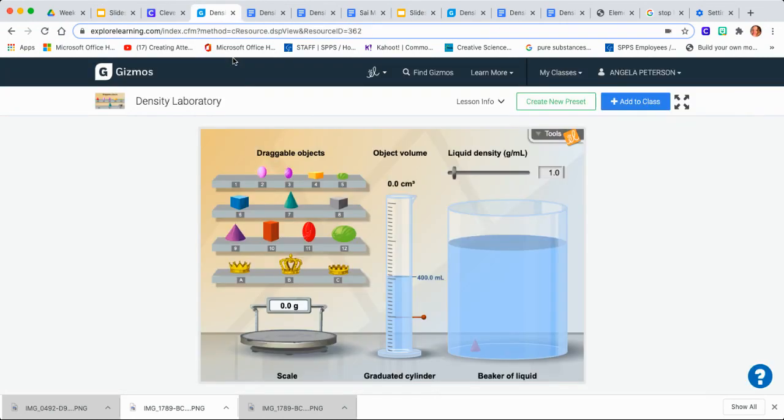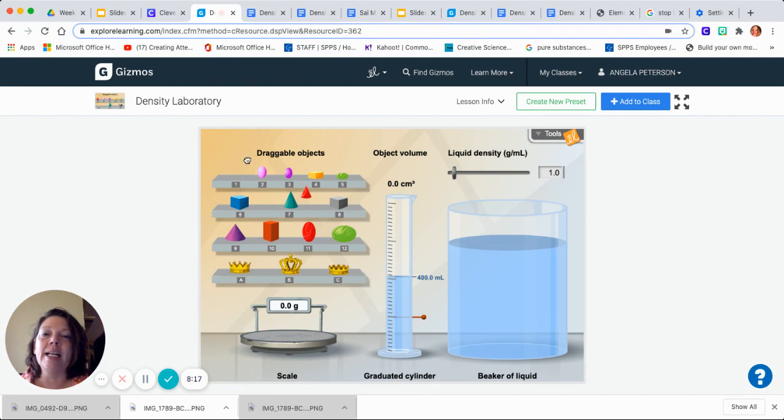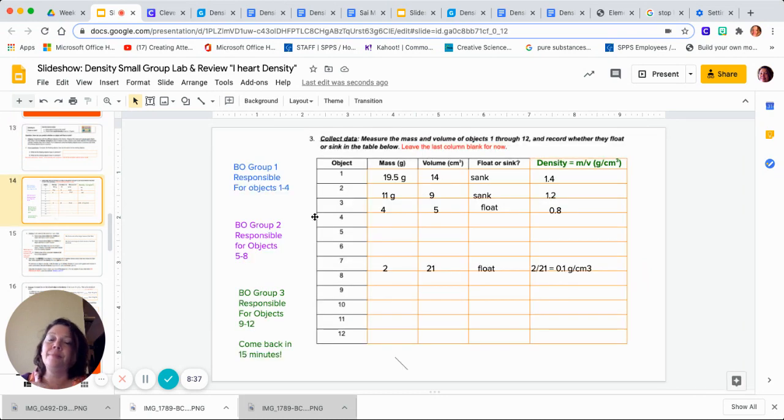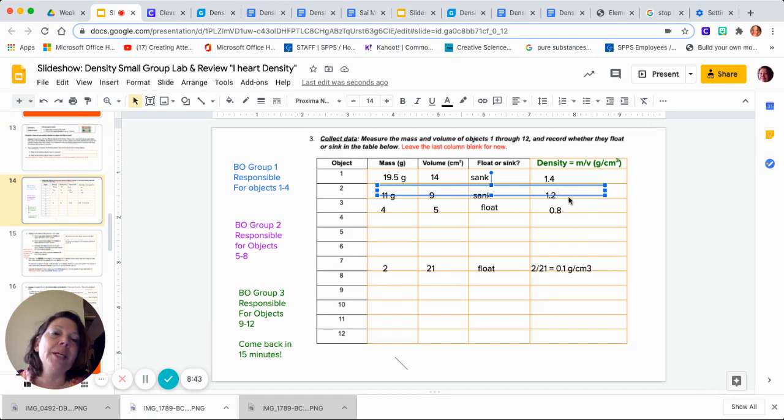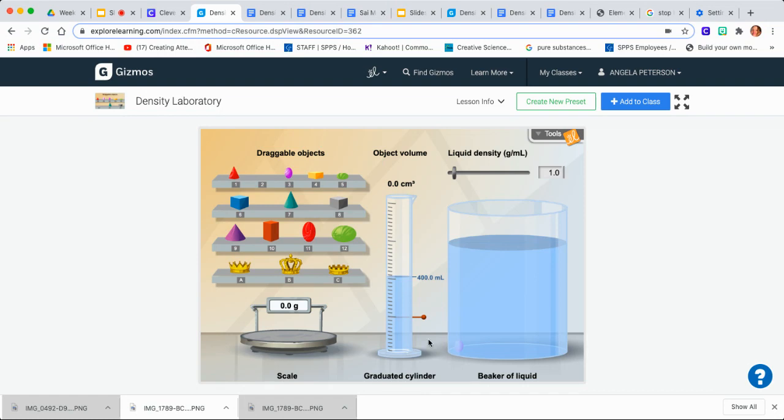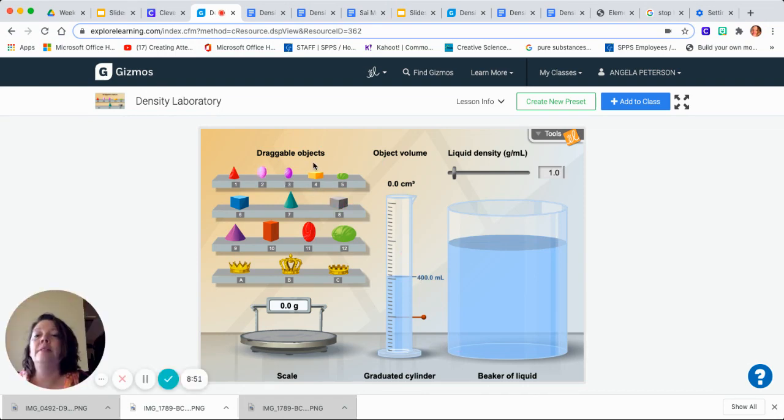So we're back in the density gizmo. We got item 1 done. Item 2 has a mass of 11 grams. It has 9 milliliters or 9 centimeters cubed of volume. Okay, and it sinks. Going back, you're writing it inside here. Item 2 is 11 grams divided by 9, which gives you a density of 1.2 grams per cubic centimeter. Notice it sank. All right, the rest of it's on your own here.